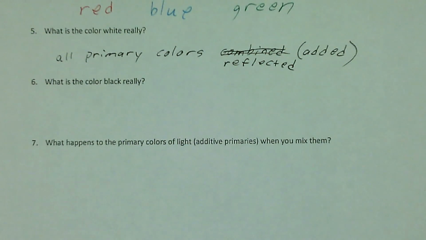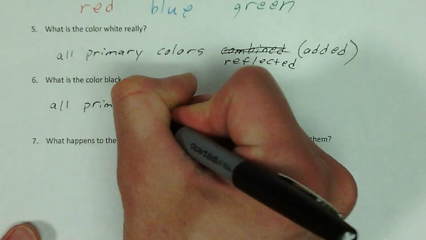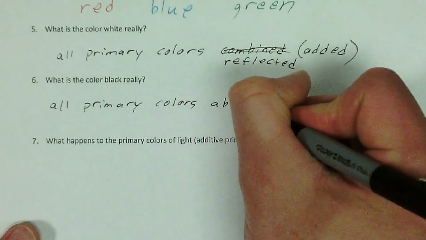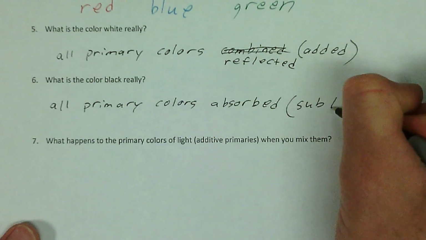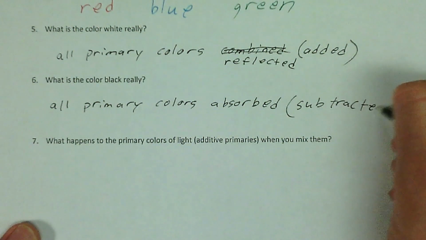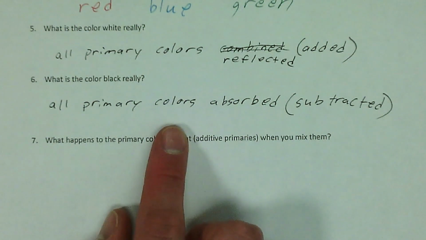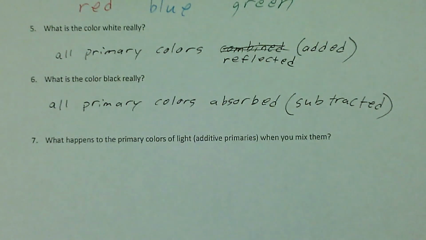All right, so what is black? Black is all primary colors absorbed, which would be subtracted. So you take out the colors as opposed to adding the colors. The white paper is reflecting all of the colors, but the black ink is absorbing all those colors. So that's why the ink looks black and the paper looks white.